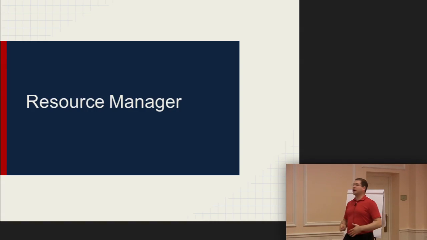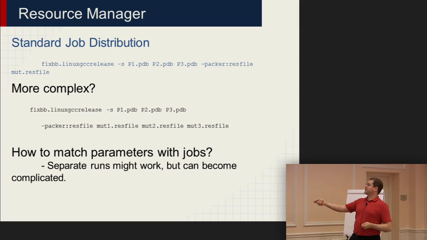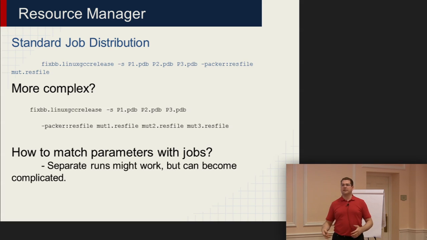The first thing I'm going to be talking about is the resource manager. The resource manager was created to solve a particular problem. In standard job distribution with JD2, for example, you have fixbb and you're calling it on several different PDBs, and you're giving it a res file to specify what sort of mutations you're going to be making in this fixed backbone redesign problem. And that works very well.